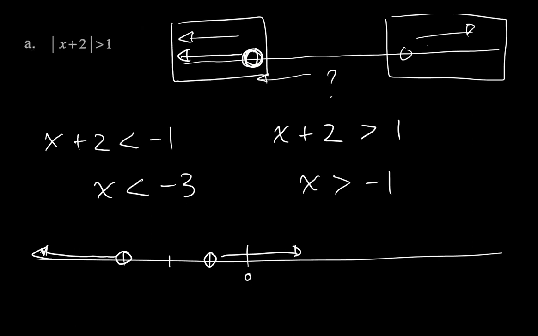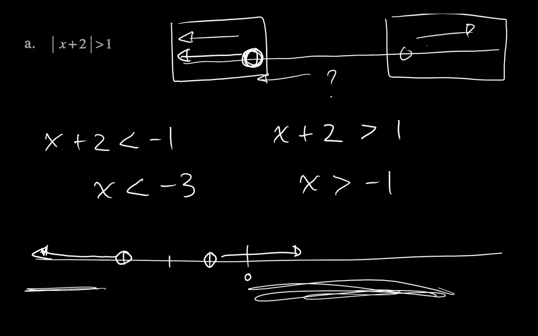So if I pick any x value over here or any x value over here, this will work because those points are more than. These points right here, no good. None of those are going to work because none of those are more than 1 away from this thing we were talking about, right? The difference or the sum of x and 2.